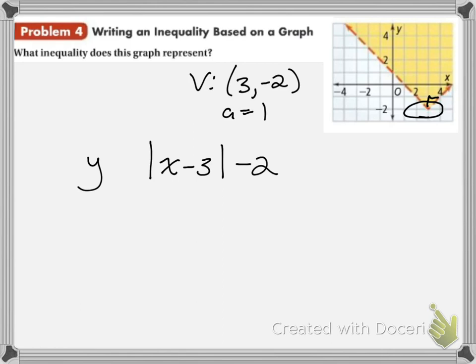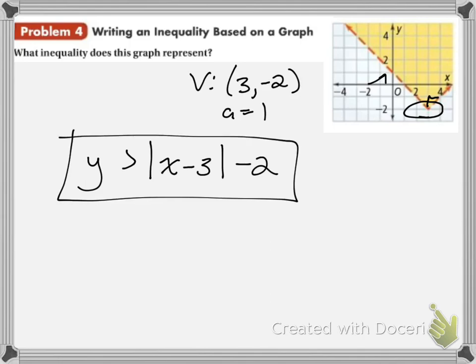Now, because it's not an equal to, it's not a solid line, and it's shaded, we know it's shaded above the absolute value, so it's going to be greater than. Now, the question is, is it a dashed line or solid? Well, it's dashed, so we don't need to add the or equal to, and that is my final answer.